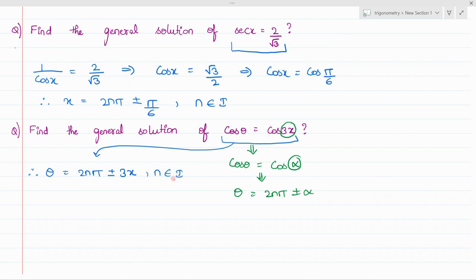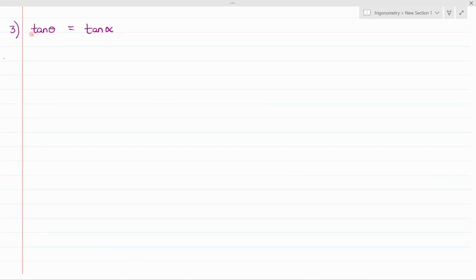Next trigonometric equation is tan theta equal to tan alpha. For this, the general solution of theta will be theta is equal to n pi plus alpha, where n belongs to all the integers and alpha belongs to the open interval minus pi by 2 to plus pi by 2, that is also open, which is not included.